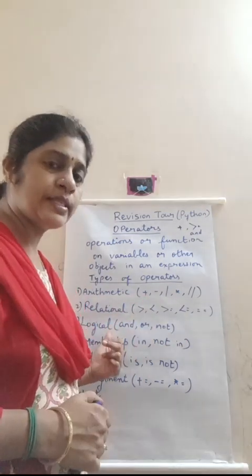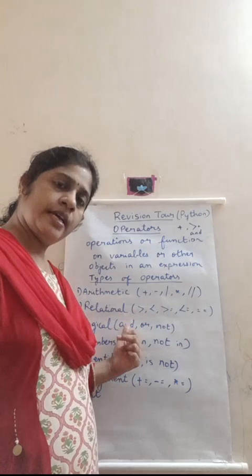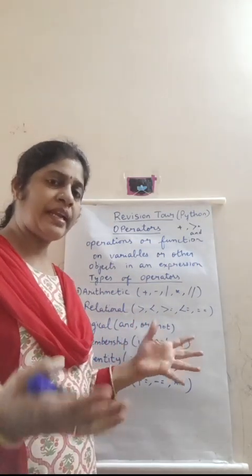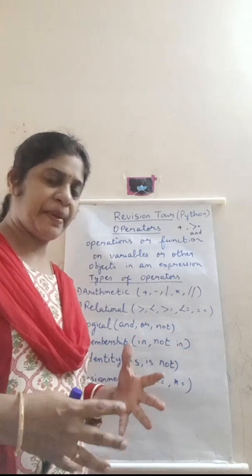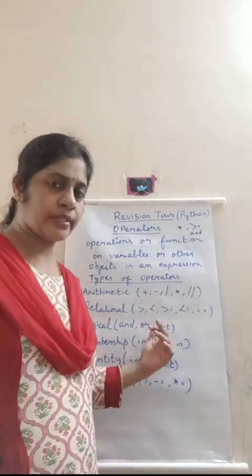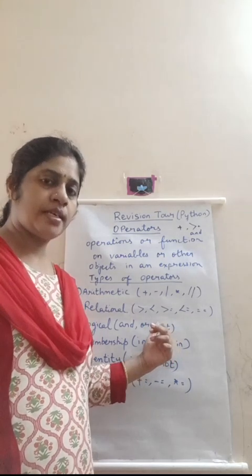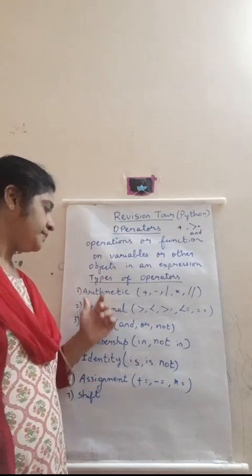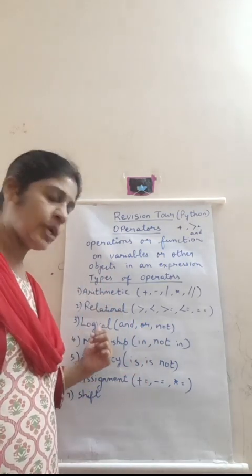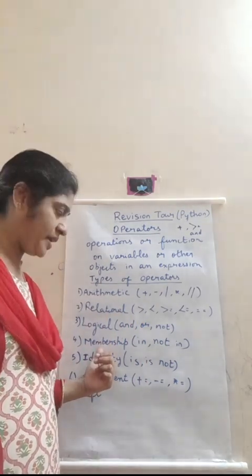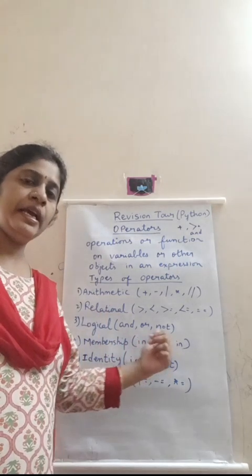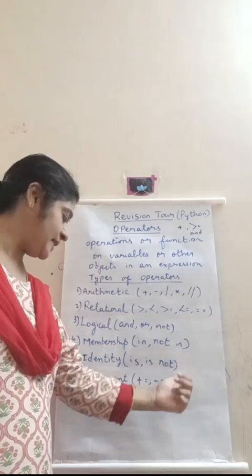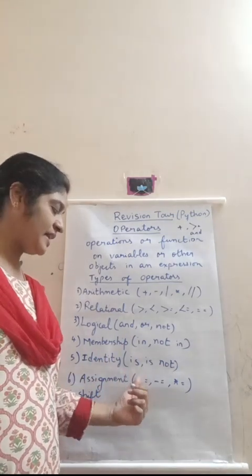And the third one is the logical operator, when you are using and, or, and not. And is generally used to combine two expressions, and or also. And not is a logical operator. So this is arithmetic, relational, logical, and membership operators: in, not in. Identity operators: is, is not. Assignment operator: plus equal to.